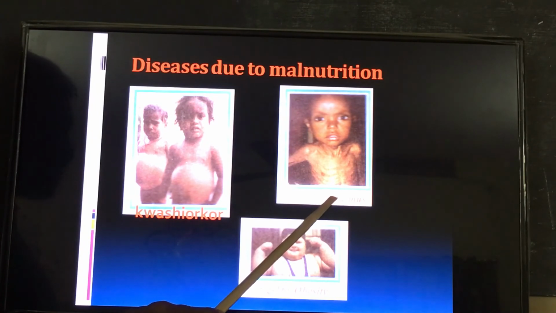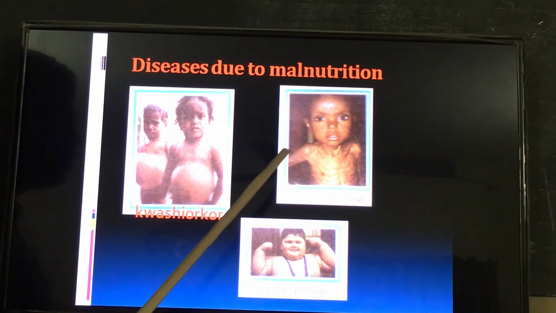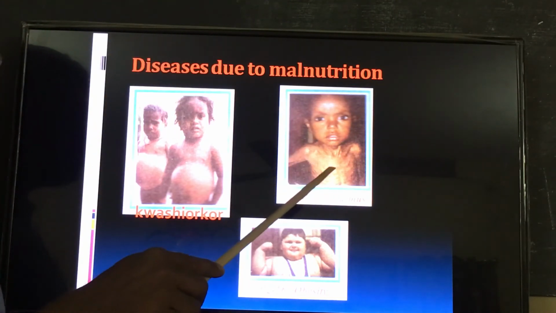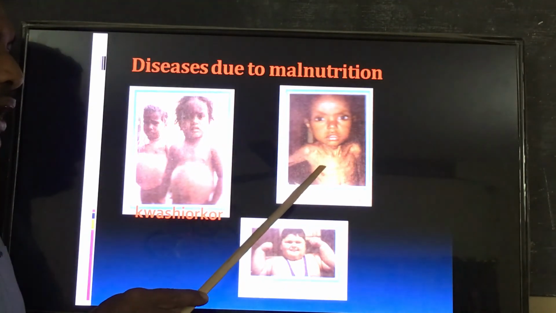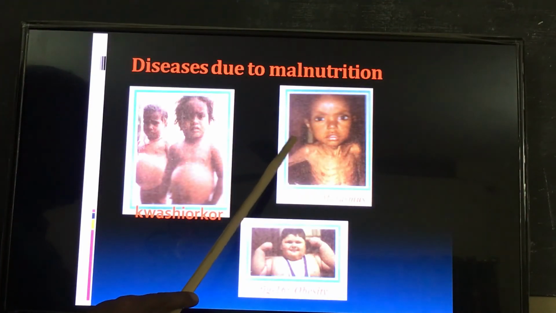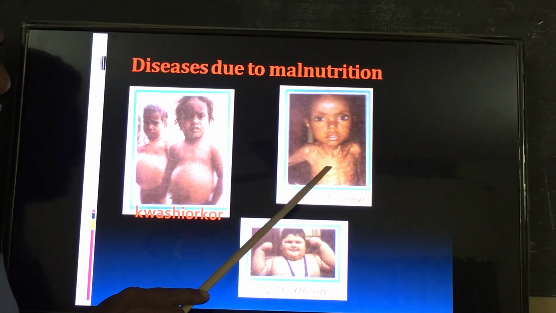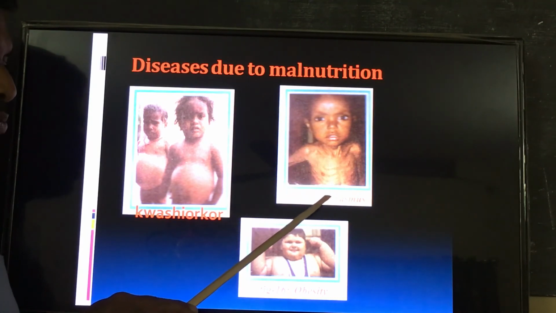Second one, marasmus. See here, the person who suffers with marasmus looks small compared to their age. Body parts will be lean and weak, with less muscle development. Difficulty in eating. Diarrhea. Dry skin. So these are the symptoms of marasmus.